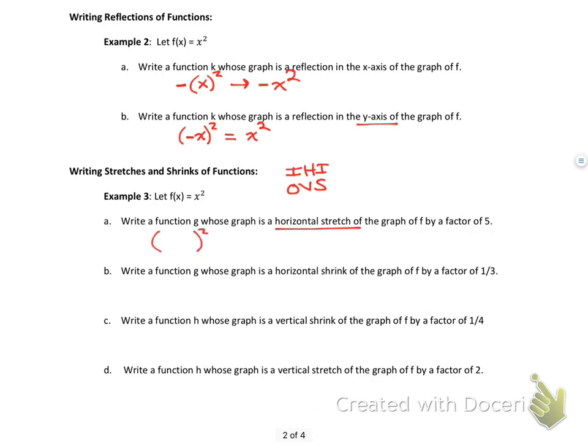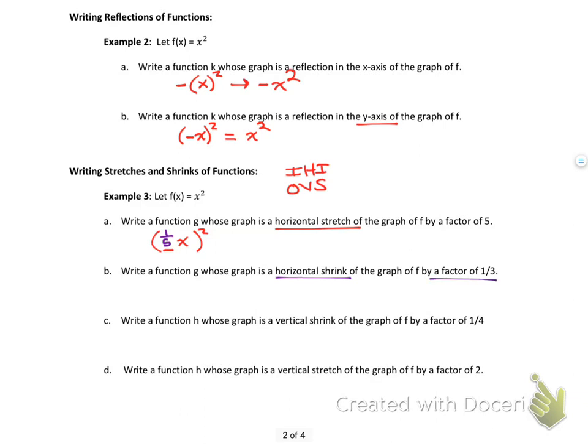Because it's a stretch, it goes in front. So we're going to have something in front right here. And then because it's by a factor of 5 and it's horizontal, remember, we have to take that 5 and flip it. So it is no longer 5, it is 1/5. And there we go.